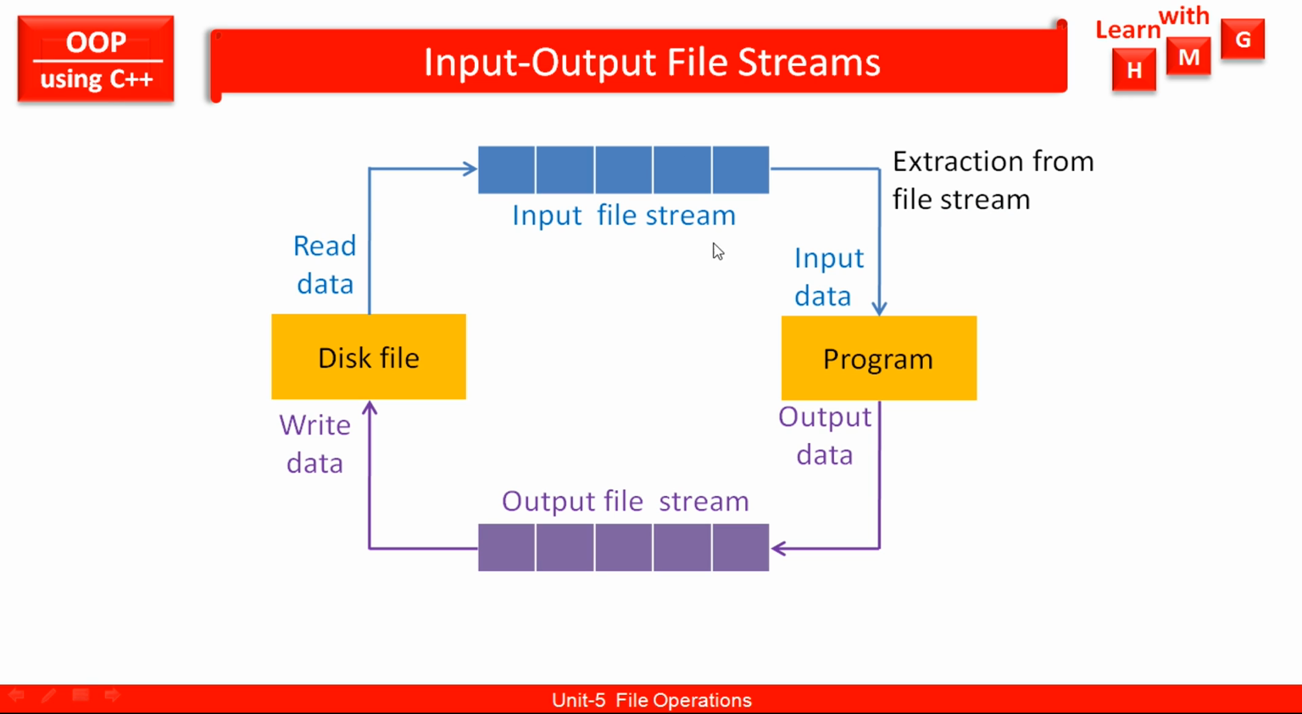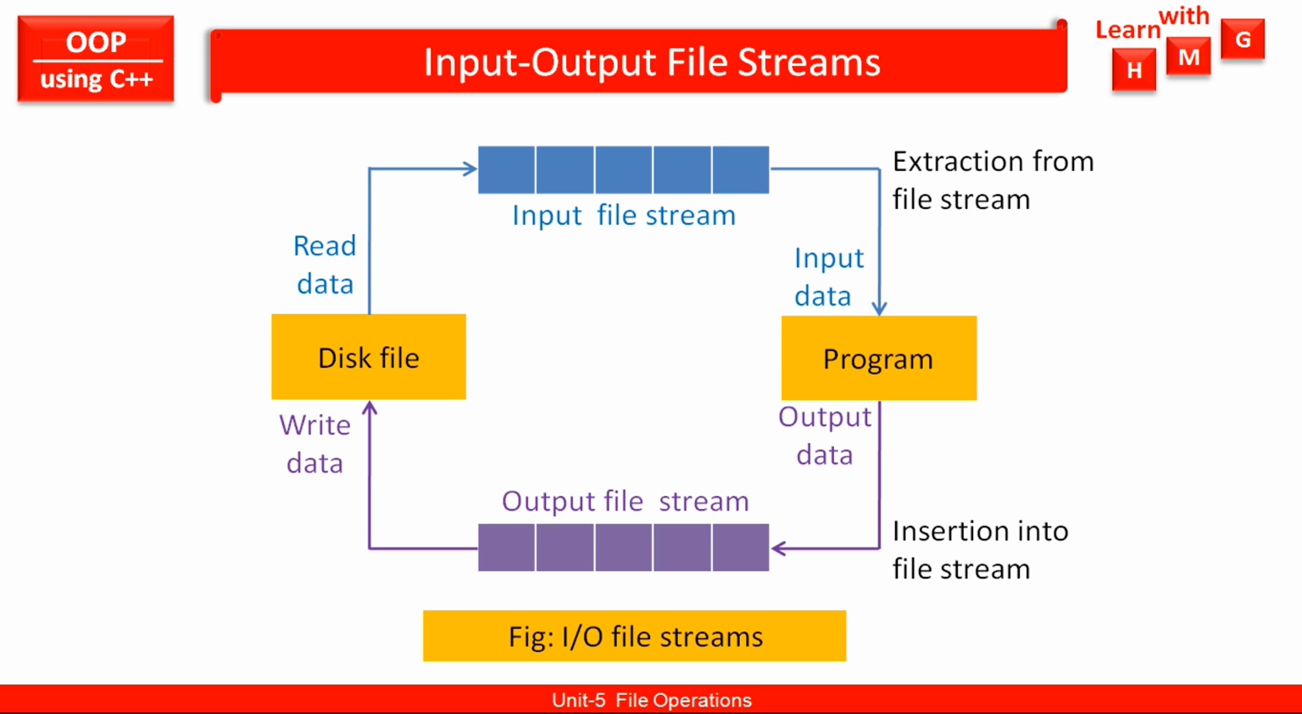The operation from input file stream to program is called the extraction operation. The data is extracted from the file stream and given to the program. Similarly, the data is inserted into the file stream. The output data generated by the program is inserted into the output file stream. So these two operations are performed: the extraction operation, which is the input operation implemented using the extraction operator, and insertion into the file stream, which is done using the insertion operator. This diagram is called the input output file stream. Here both input file stream and output file stream are explained, and both act as an interface between the program and the file.